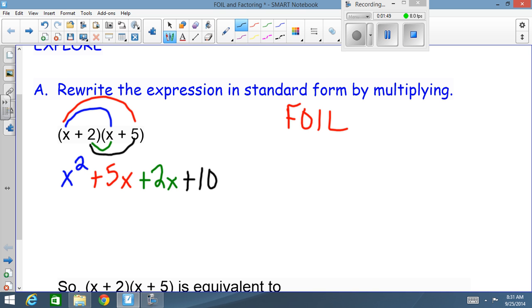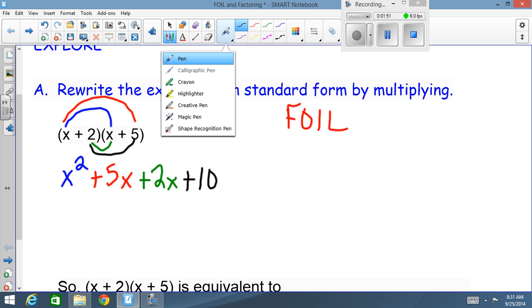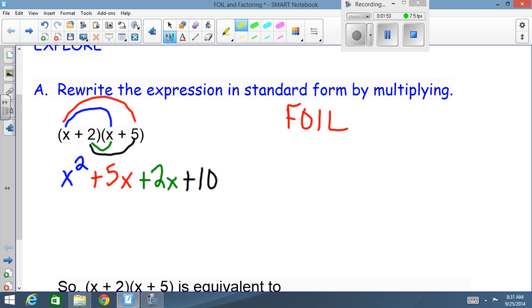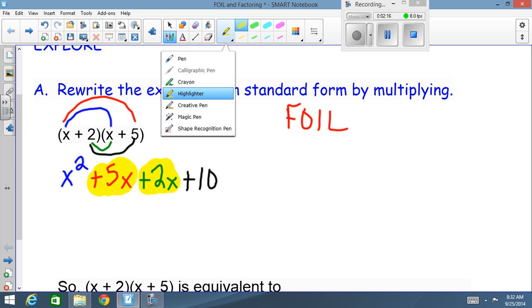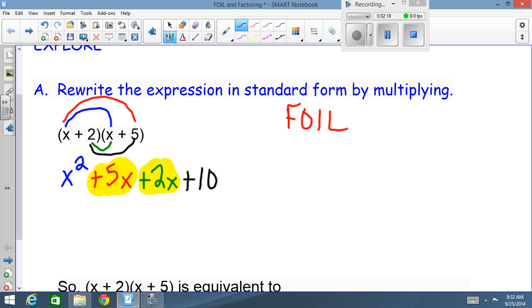So now it comes down to, okay, now that I've done that, let me go ahead and combine any like terms that I see. Well, remember, in order to have like terms, we need to have the same variable, same exponents. So here I see a positive 5x, and here I see a positive 2x. They both have a variable of x, and that exponent is 1 for both of those. We cannot combine those with the x squared because that has a different exponent.